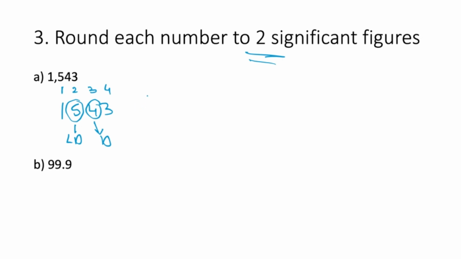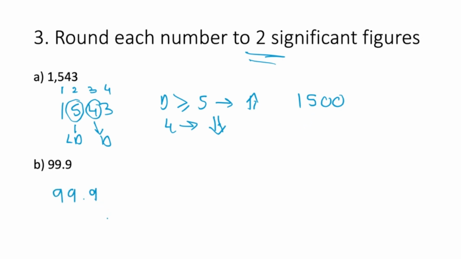So you look at 4. The decider has to be greater or equal to 5 to round upwards. The decider is 4, so it's not greater or equal to 5, so we round downwards. So 4 means we round downwards. So the answer would be 1500. Since we're not going to round the 5 upwards, we're just going to keep it like that and round downwards.